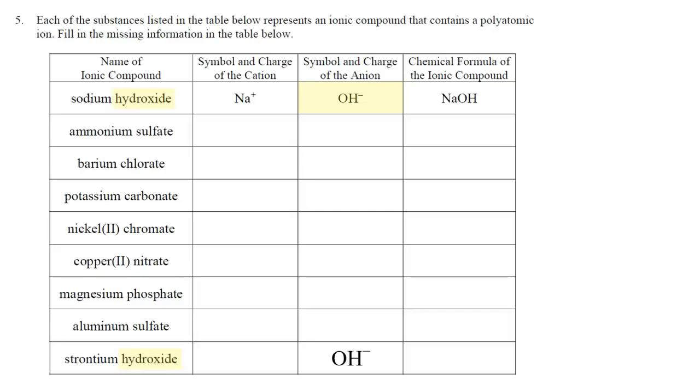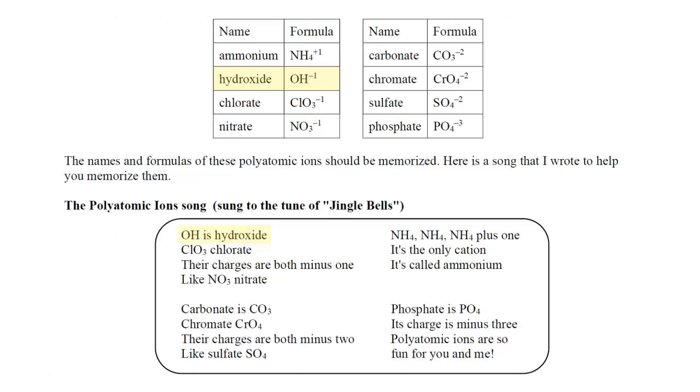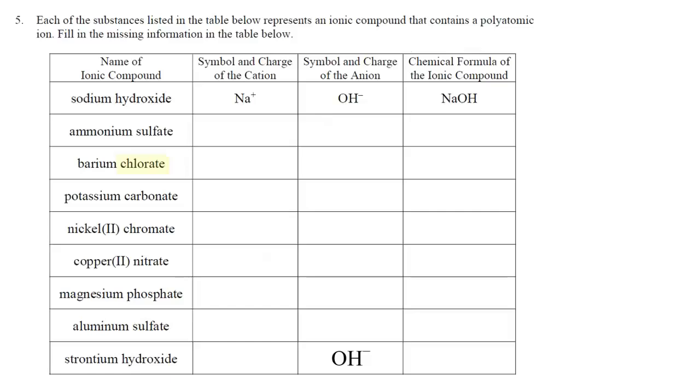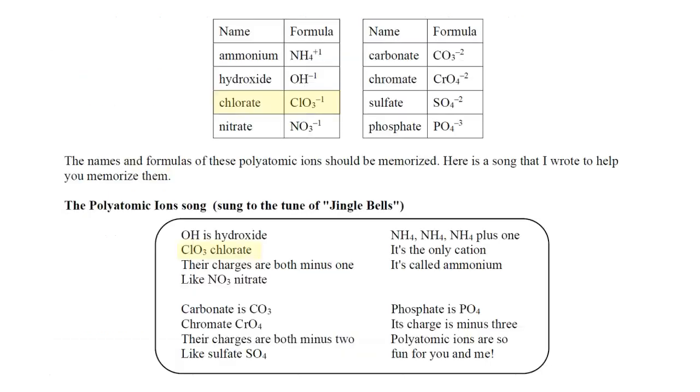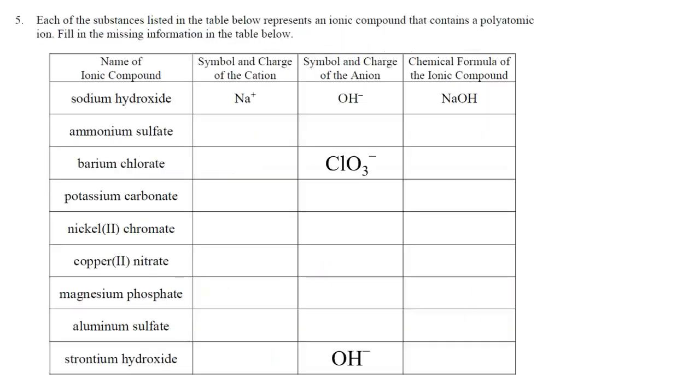The next part of the song after OH is hydroxide is ClO3 chlorate. So let's look for chlorate, and we can put ClO3 -1 into our table. There it is. That's called chlorate, ClO3 -1. Then the next part of the song goes, their charges are both -1 like NO3 nitrate. So let's look for nitrate as NO3 -1. There's nitrate, NO3-. Now we've found all of the -1 polyatomic ions.